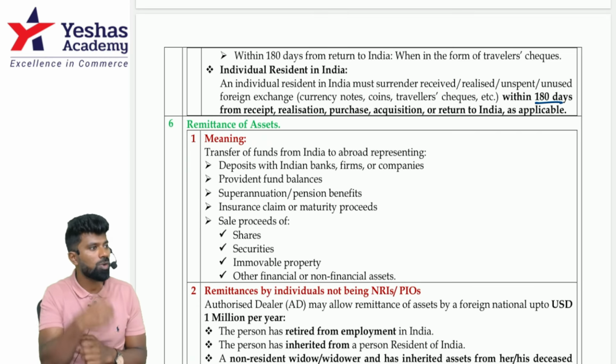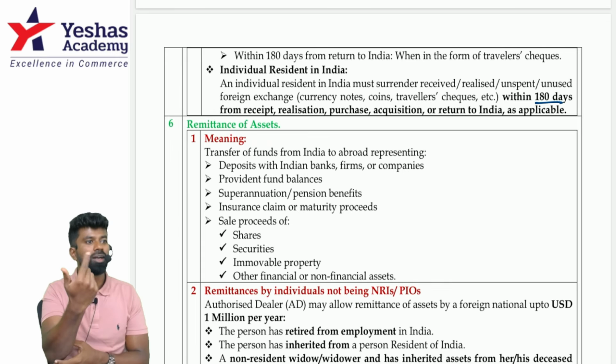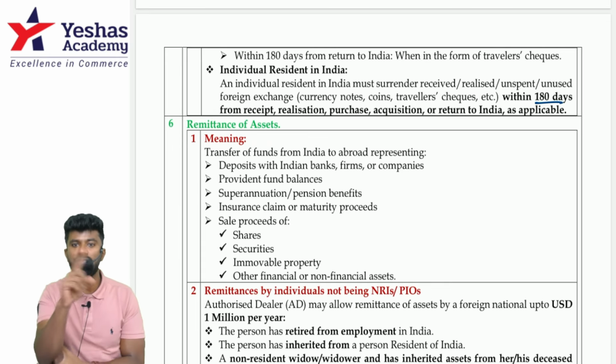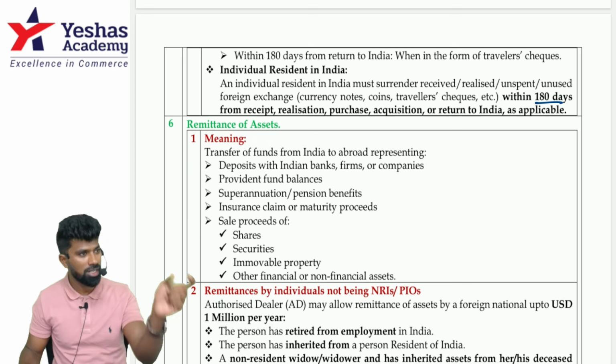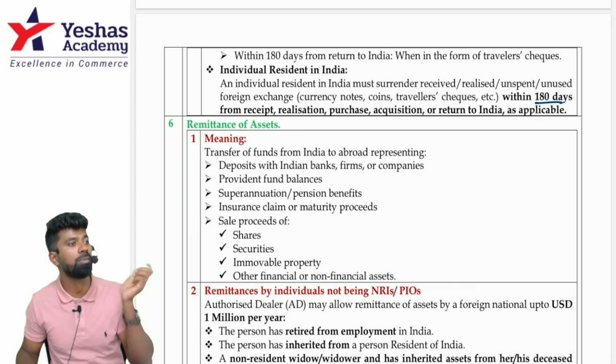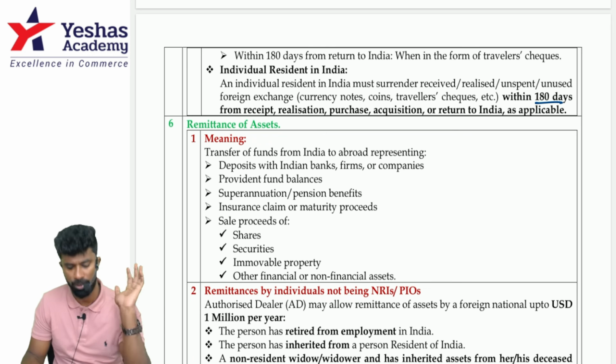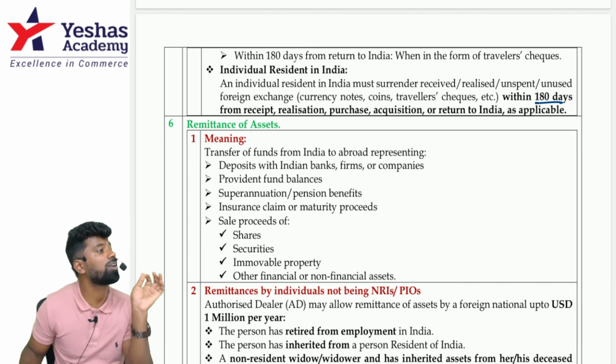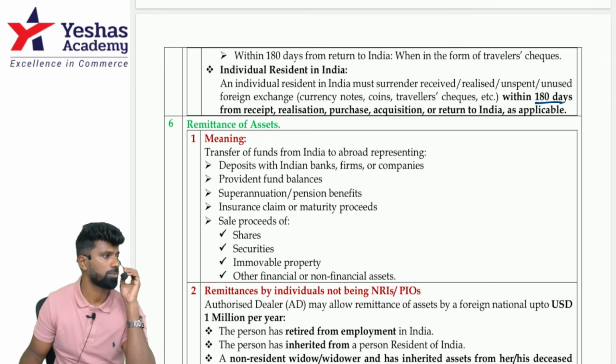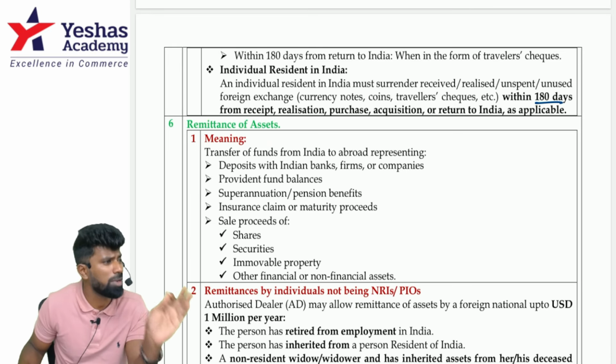Prohibition is done. Then we discuss what? Repatriation and realization of foreign exchange. We discussed what is realization, what is repatriation, and what is the time limit to repatriate to India. Clear with this? Next we have remittance of assets.